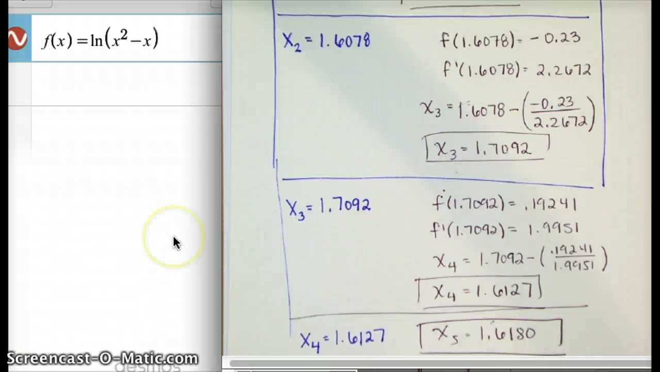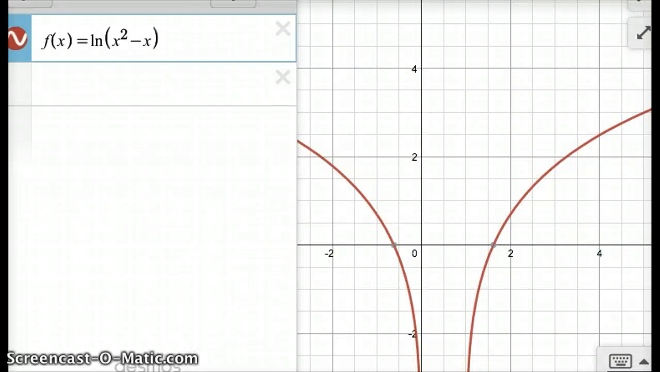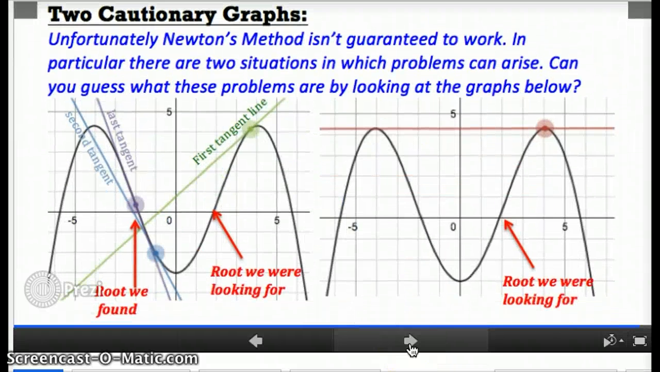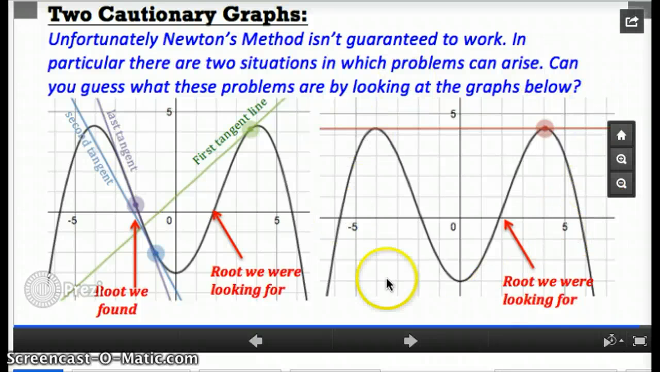So cool. All right, last thing you need to know, and then we'll call it a night, is there are times when Newton's method might give you a problem. Look at these two graphs, see if you can think about how they connect to Newton's method, and see if you can guess what the two problems are. Right, so most of you probably see the problem with this.